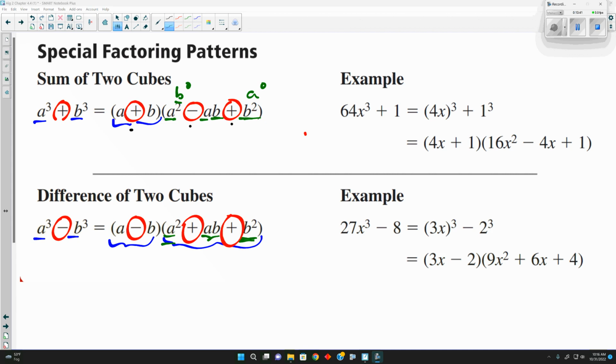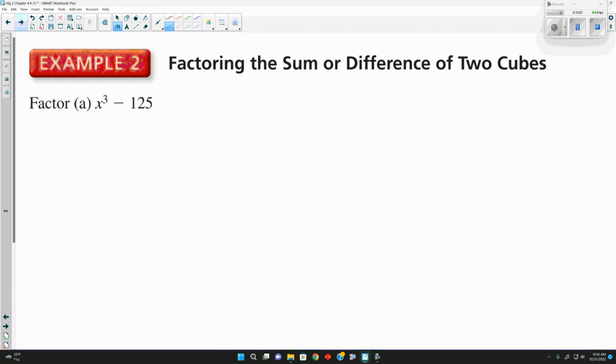When we look at these sum and difference of perfect cubes, the signs are going to follow the same, opposite, always end on a positive note. This is how it's going to follow every single time. Now, if we look at this first example of the sum or difference of perfect cubes, we have x cubed minus 125.